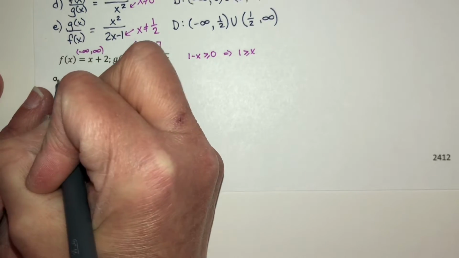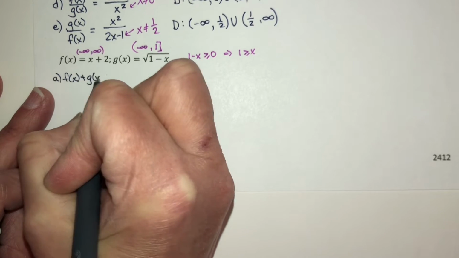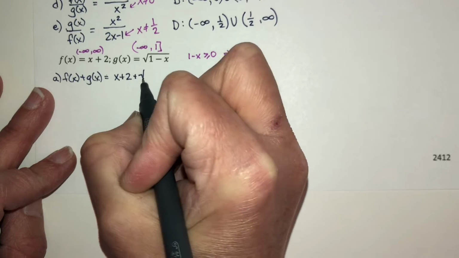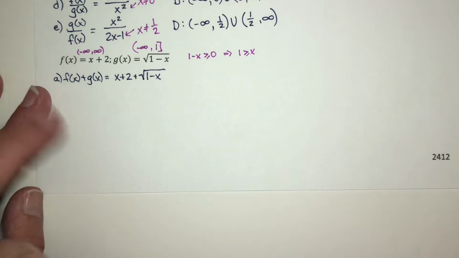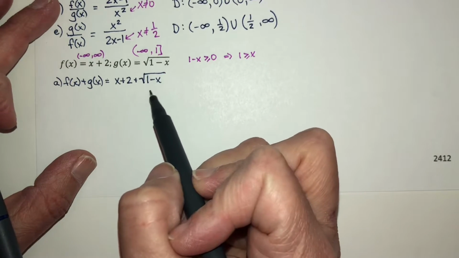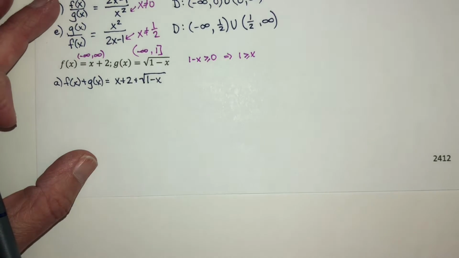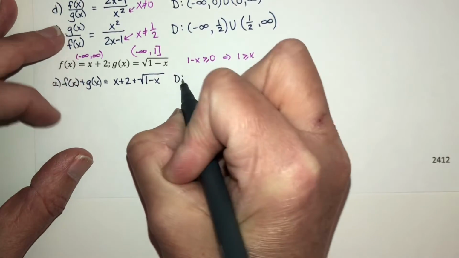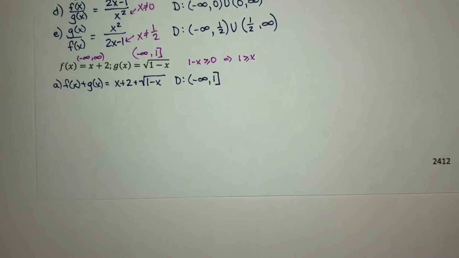So let's do A. Addition. F of x plus g of x will be x plus 2 plus the square root of 1 minus x. Now, we have not added any additional problems. We still have the same square root here, so I don't have to worry about changing what makes it negative. And nothing is added in complication here. So this domain is going to be from negative infinity to 1 inclusive. We are allowed to equal 1.